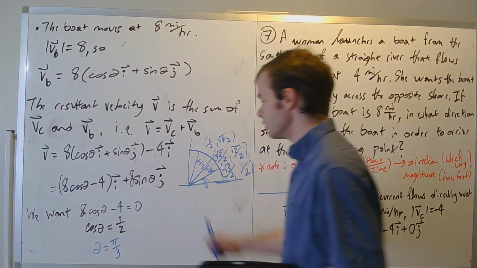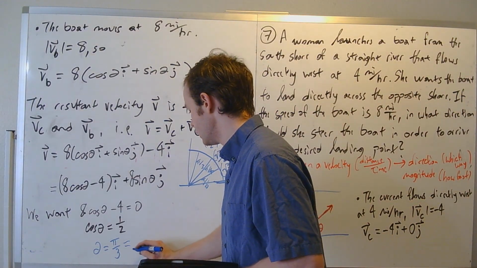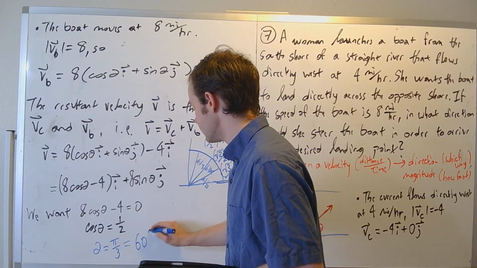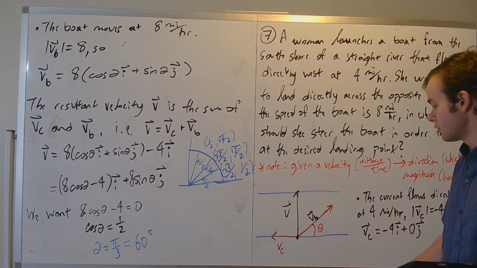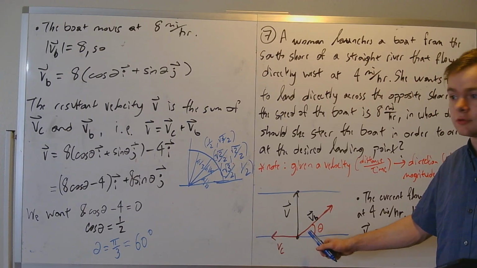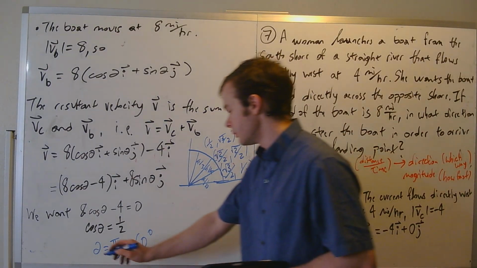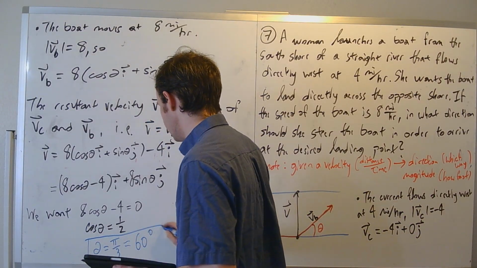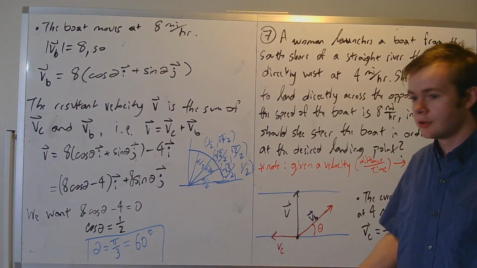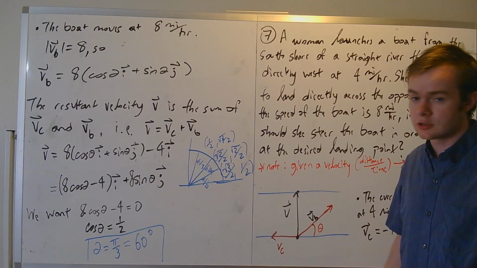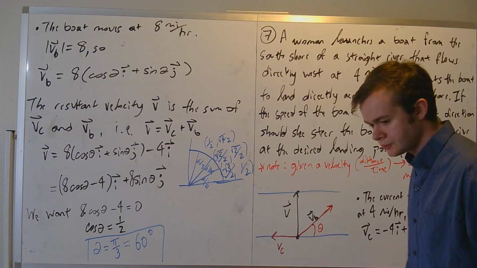And if you convert that into degrees instead of radians, you don't have to do that, but if you convert that, it's going to be 60 degrees. So this angle here is exactly 60 degrees. This angle needs to be 60 degrees to exactly counteract the current, and that's going to be our answer. The angle that the boat has to move at is 60 degrees from the shoreline, from the positive x direction, so from this shoreline. Okay, that's it.